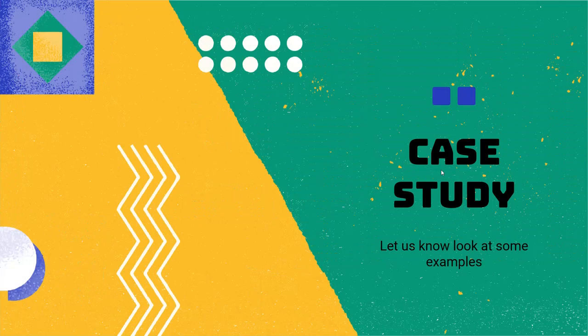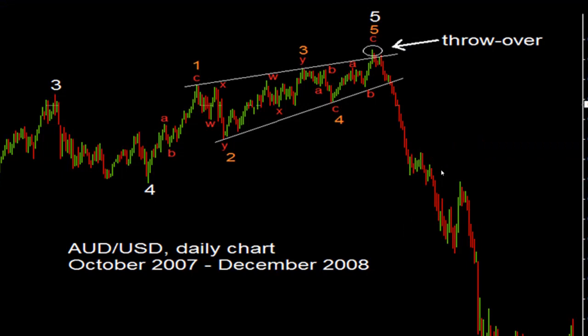So now let us see some case studies before we wrap. This is the chart of AUD USD, and you can go and see this chart pattern. You can see this is the case of an ending diagonal. Once the price trades below the fourth subwave, you can see price immediately crashing.